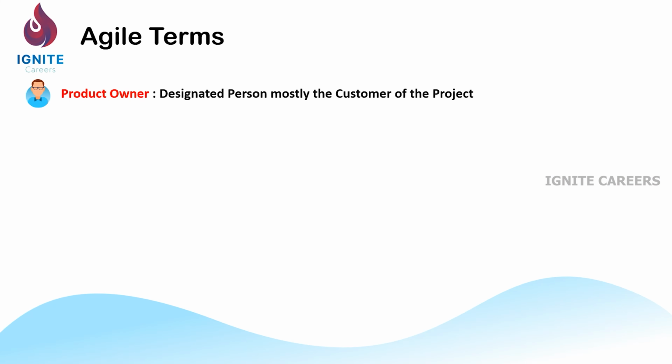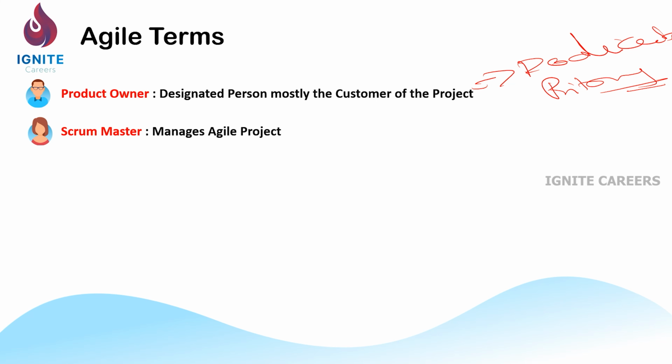To start with, product owner. So product owner is basically a person, mostly the customer of the project. Product owner is someone who actually decides how the product should look. So he basically decides on the priority of the backlogs and what all the features need to be part of the product. And Scrum Master is the one who actually manages the entire Agile process, or basically we call it Scrum. So he's the one who sees whether the backlogs or the work which is being assigned to the developers or the team is carried out properly.